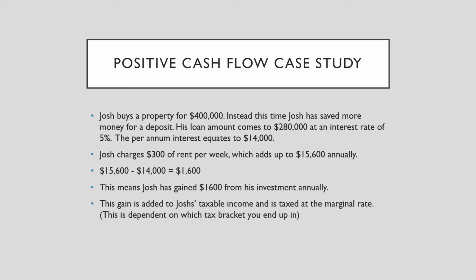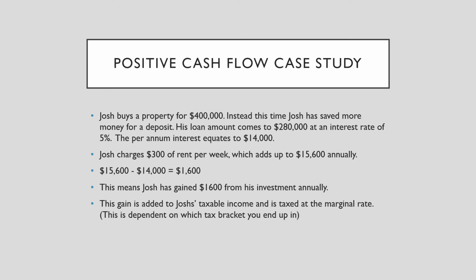So yeah, we'll use Josh for the same case study, but for positive cash flow. Josh buys a property for $400,000, but this time Josh has saved more money for a deposit. His loan amount now comes to $280,000 at the same interest rate of 5% per annum. That equates to $14,000 in interest, roughly, without any maintenance or real estate fees. Obviously, this could be a lot higher.